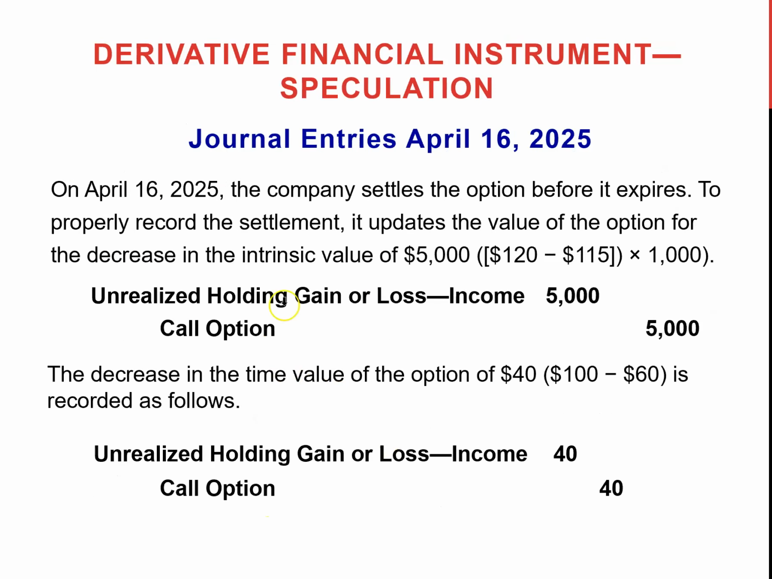So before settling it, the company will record these value changes on April 16, and we'll see the journal entries. For each share, since the intrinsic value is going down, they will reduce it by $5 and multiply it by 1,000 shares. So unrealized holding gain or loss will be debit $5,000. Call option value is also reduced. On the other hand, the time value of the call option also reduced from $100 to $60. So they will also debit it, and they will reduce the call option value by $40.